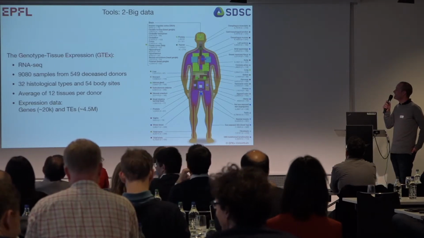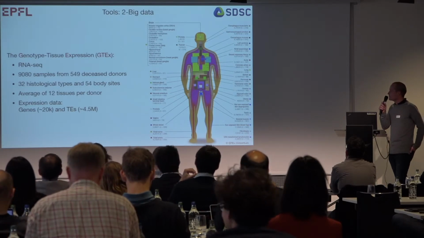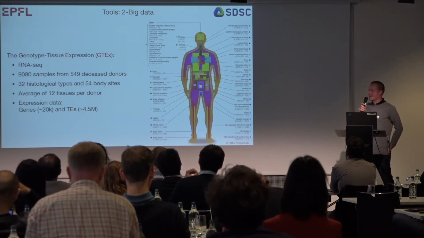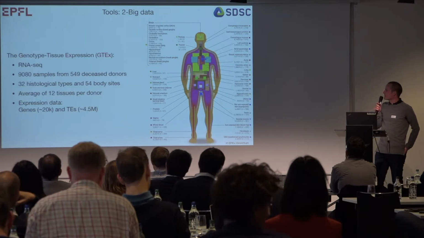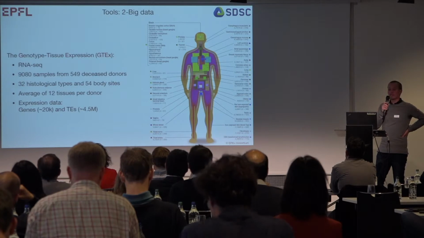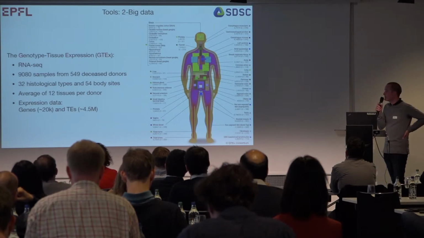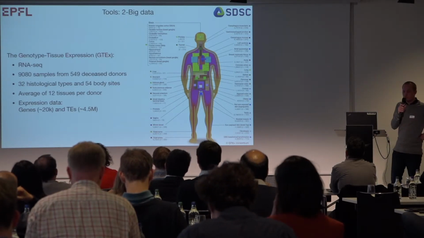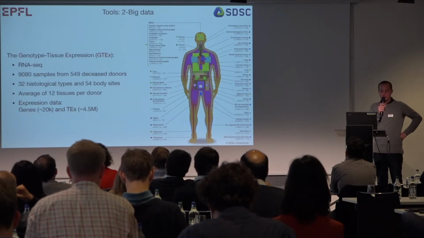And for them, we have this RNA-seq from 54 body sites. So obviously, since it's RNA-seq, we are talking about expression data here. So we have expression data for every sample for around 20,000 genes in the genome and more than 4 million transposable elements.